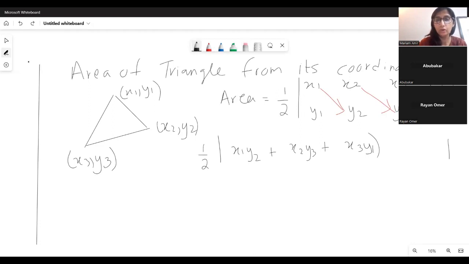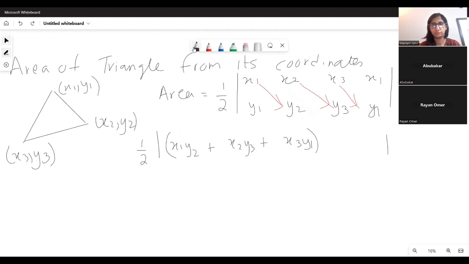x1, y2. All of these go in one bracket. So you need sum of these product first and then a negative sign. And then sum of these products. So brackets y1 x2 plus y2 x3 plus y3 x1 and then modulus goes. So if you have three coordinates of a triangle, you can use this formula and find its area.